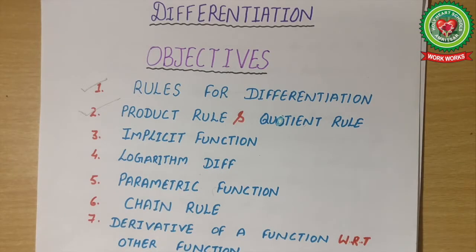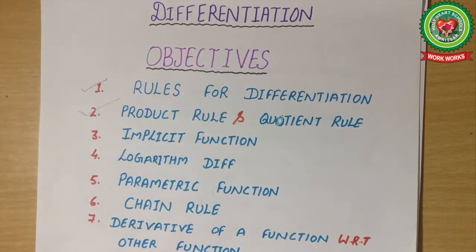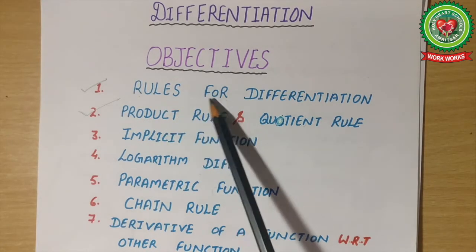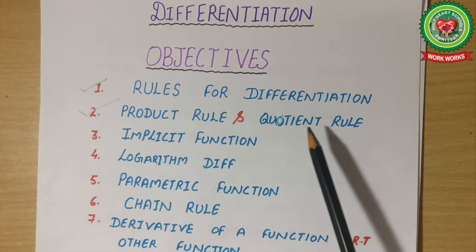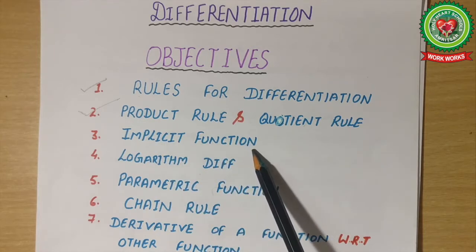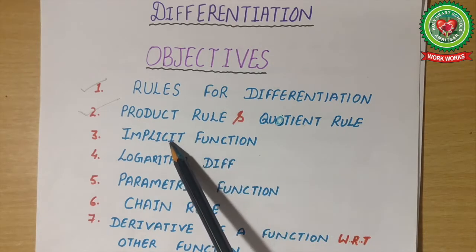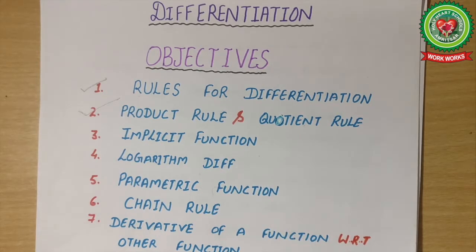Hello students, good morning. We have already started the topic of differentiation. We have done the basic rules for differentiation. We have done the product rule and quotient rule. In our previous lecture, we learned implicit functions and the working rule of implicit functions. I hope you have practiced a lot related to these topics.